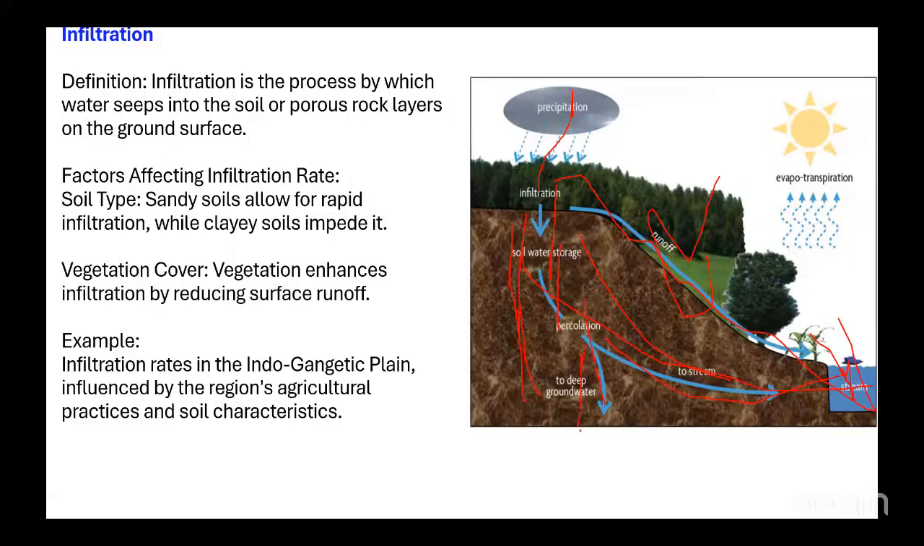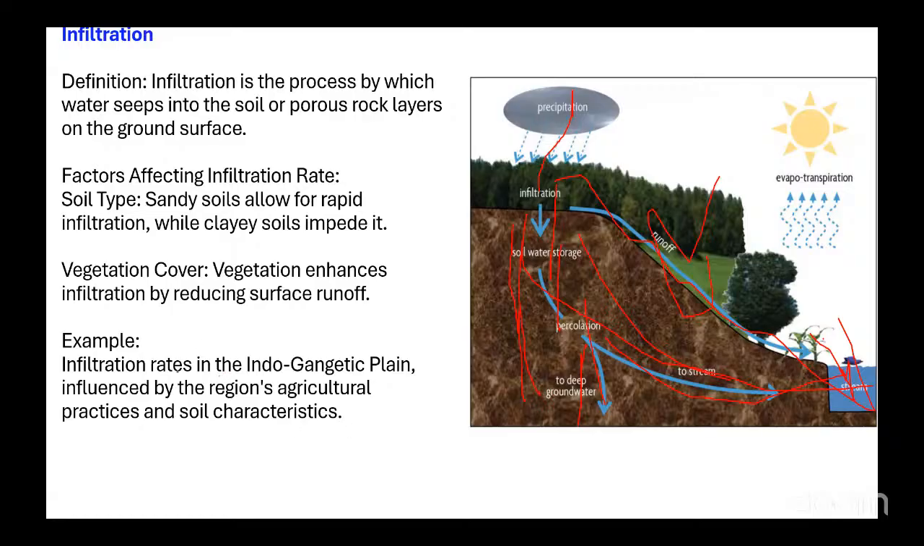So after precipitation, rainfall will come. For the rainfall, two processes will be there: one is infiltration, one is runoff. Runoff water will join the streams. The infiltration water again splits: some amount of water will go to the streams through the subsurface, and some amount of infiltrated water is stored as groundwater.